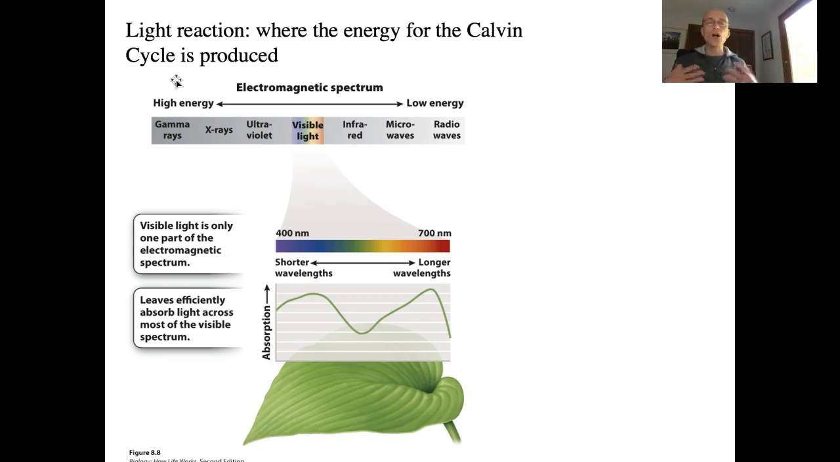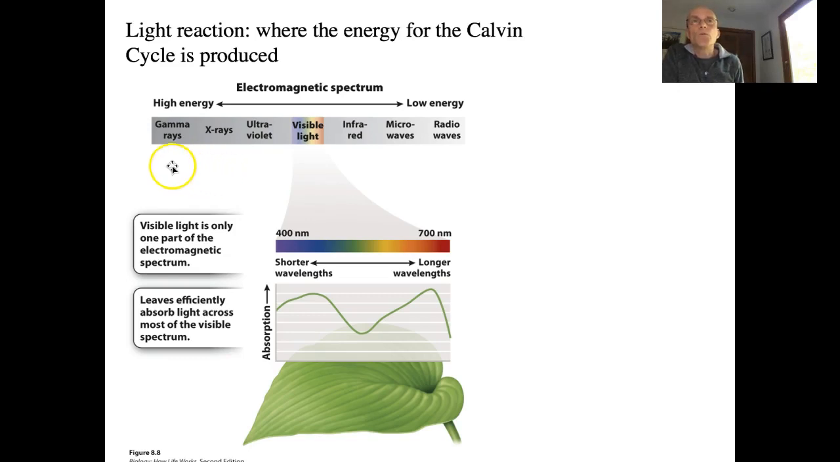That is what makes all the chemical energy, all the food for all of the organisms on Earth. Without photosynthesis, we would be toast. And not even toast, because toast is made of carbohydrates, right? So let's look at how the light reactions work.